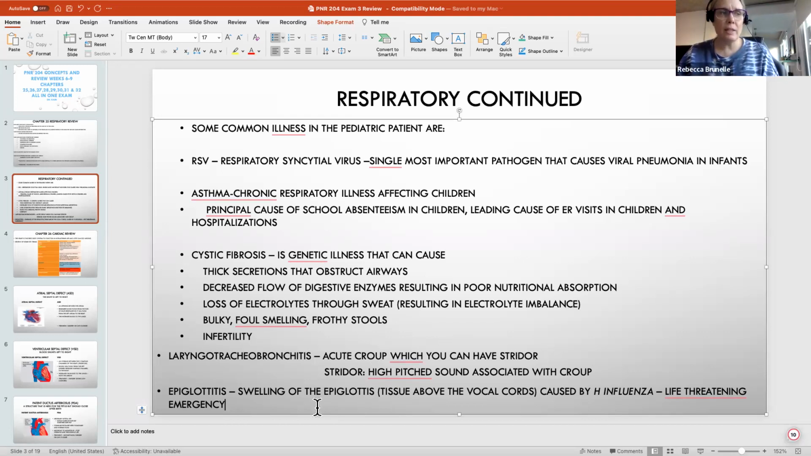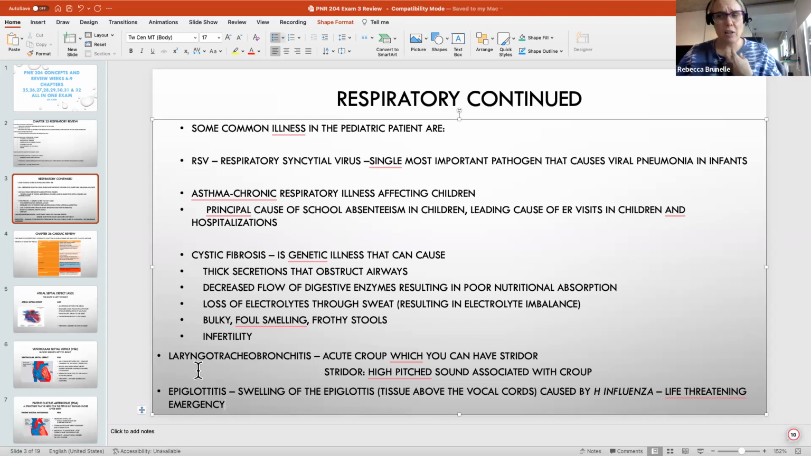And then epiglottitis is swelling of the tissue right above the vocal cord. So this is the one that you need to recognize. If you ever see epiglottitis, this is a medical emergency. This is where, as the nurse, you're going to prepare for intubation. If you're working in the emergency room and they say, kid in room 2 maybe has epiglottitis, you're going to get the airway card out there and move towards intubation.